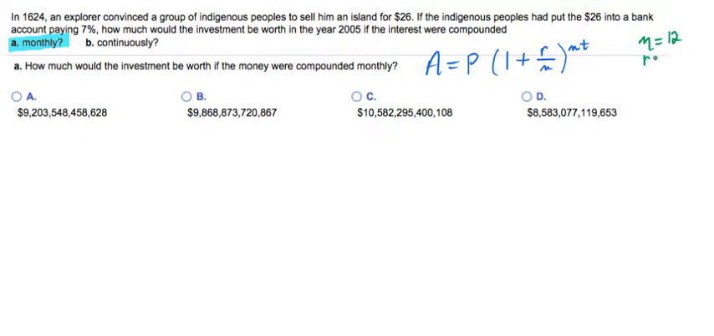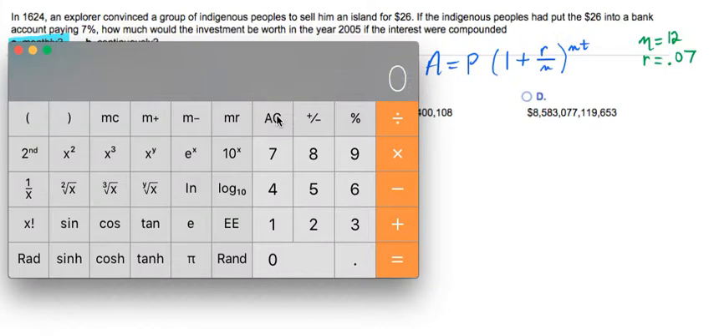The interest rate is the annual interest rate, which is 7%, so 0.07. And t, the number of years, we're going to have to compute here. We're going to use 1624 as the initial year, and 2005 is the later year. So how many years elapsed between 2005 and 1624? We're going to do 2005 minus 1624 to get 381 years.